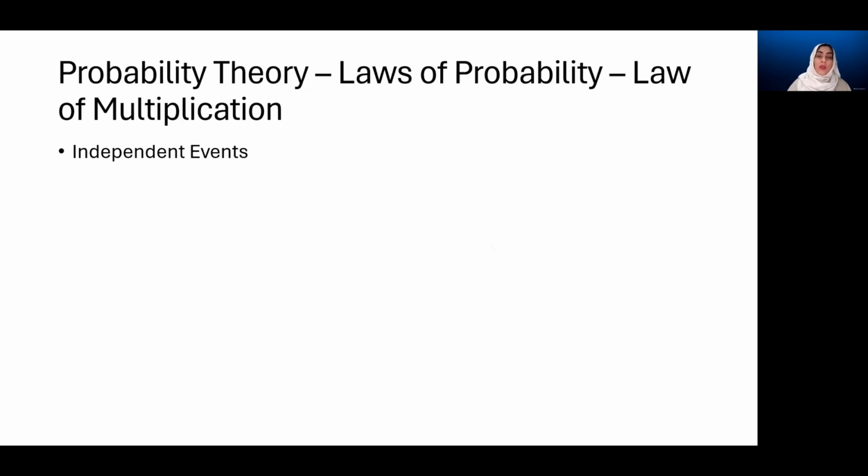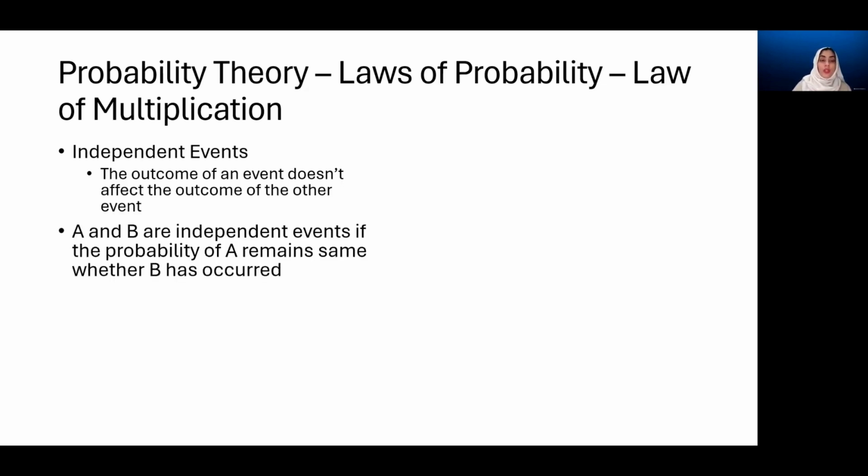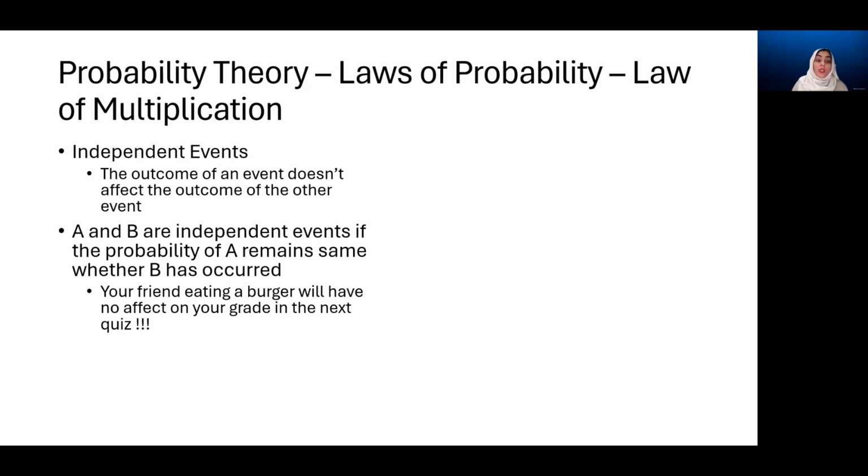Now there is a concept of independent events, because before we can apply the law of multiplication or the law of intersection, we need to know what independent events are. If the outcome of an event doesn't affect the outcome of another event, we say that these events are independent of each other and they do not interfere with the probabilities of each other. So A and B are independent events only when the probability of A remains the same whether or not B has occurred. For example, your friend eating a burger will have no effect on your grade on the next quiz. These two events are independent.